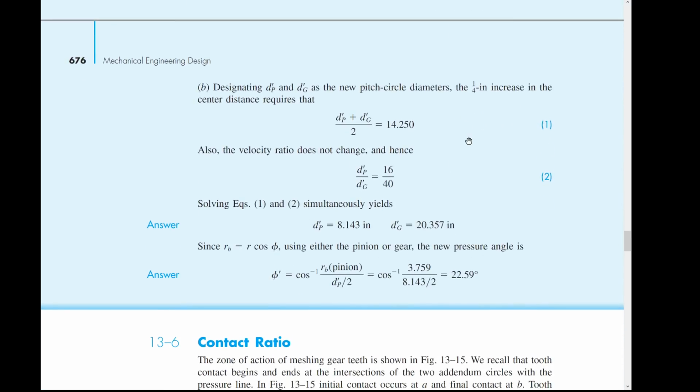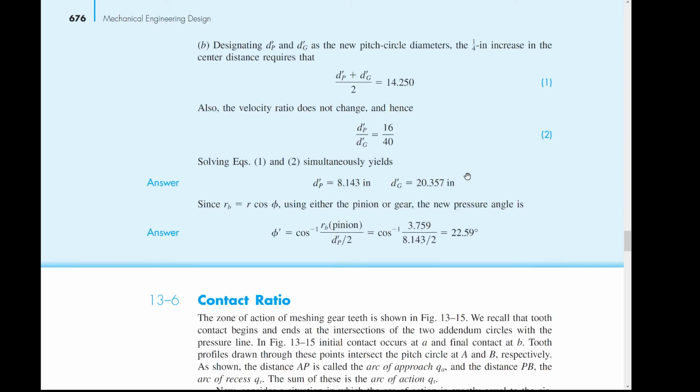Also, the velocity ratio does not change, and you don't say and, you just say hence. The velocity ratio does not change. Hence, D prime P over D prime G equals 16 over 40. Solving equations 1 and 2 simultaneously, D prime P equals 8.143, D prime G equals another number. What do we solve? Equations 1 and 2, okay, just these two, that's it.